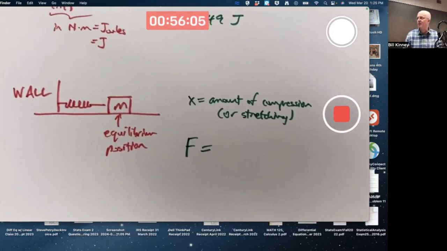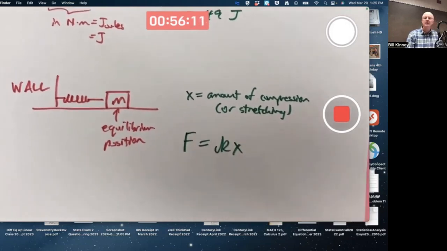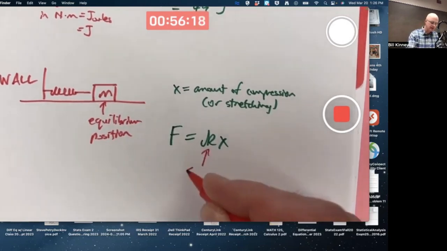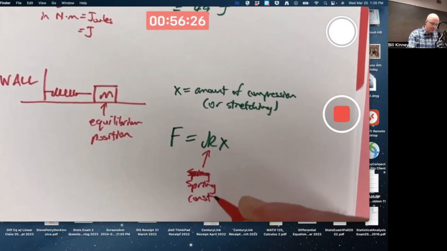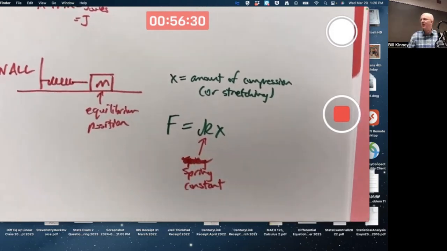It's some constant of proportionality times the amount of the stretch: K times X for some number K. K is called the spring constant. Spring, if I can spell spring. Spring constant. I like making cursive Ks, yes. Spring constant. Its value depends on what the spring is like.